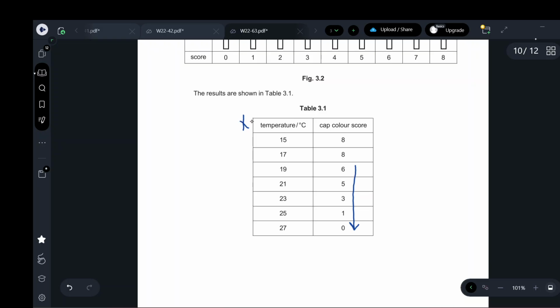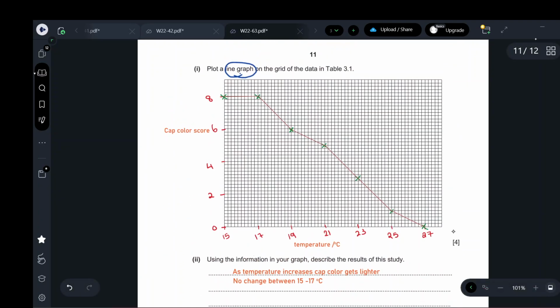Left side of the table is on the x-axis, right side on the y-axis, cap color score. 15, 17, 19, 21, 23. This is going every 2 degrees Celsius, so you can put the numbers 15, 17, 19, 21, 23. Here I put 0, 2, 4, 6, 8. I plot my points and then join point to point using a ruler.